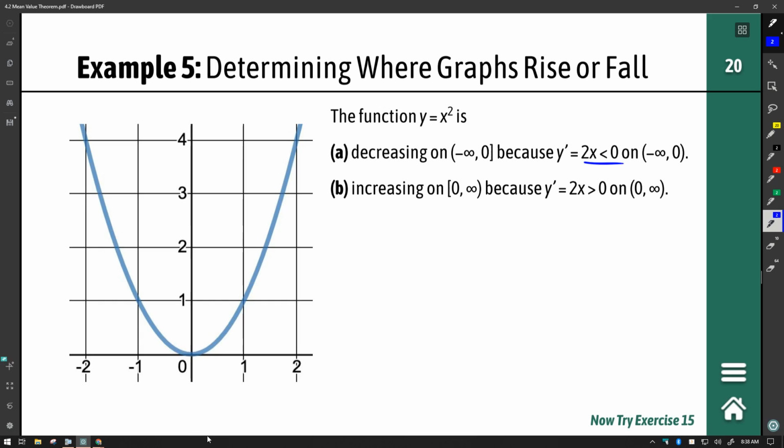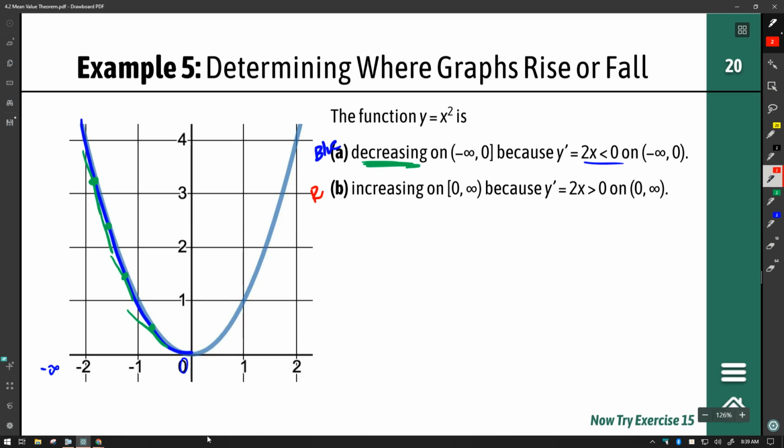I'm going to do part A, the decreasing portion, in blue. So that would be all of the points on this graph from negative infinity all the way up to 0, and take a look at any possible point and sketch of a tangent line. The slope is negative. A point, sketch of a tangent line, the slope is negative, continuing all the way until we get to just to the left of 0. So we are decreasing on that interval.